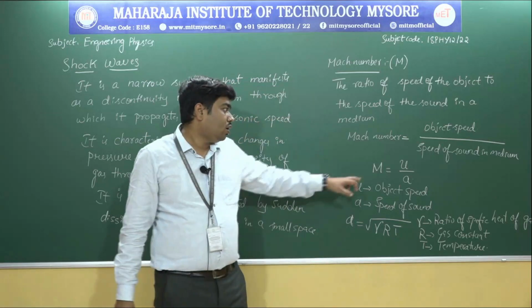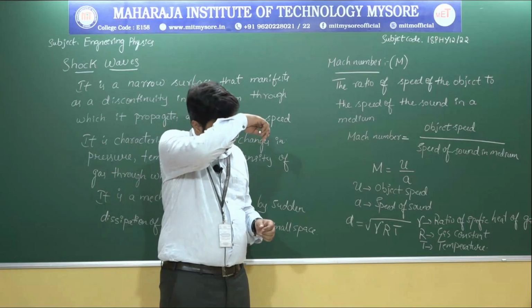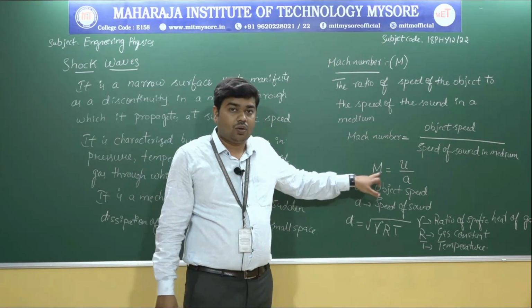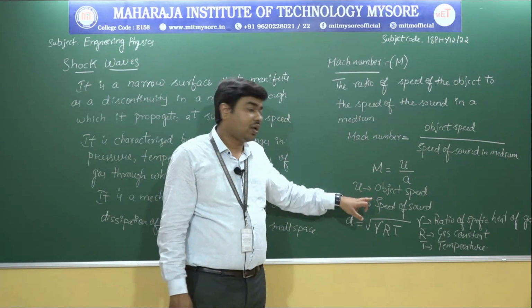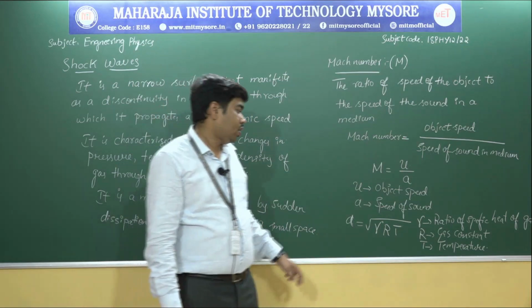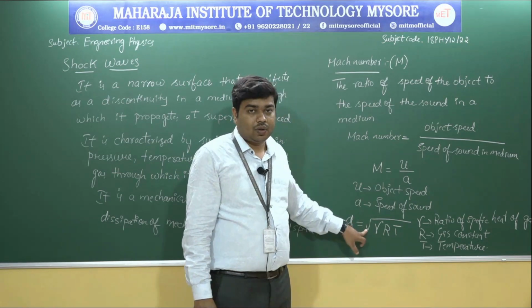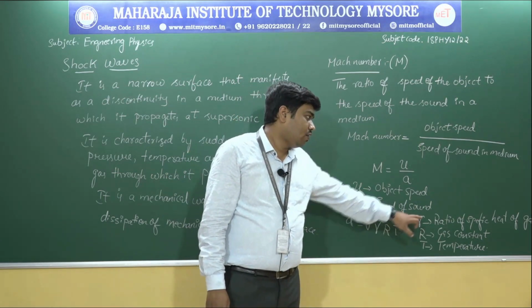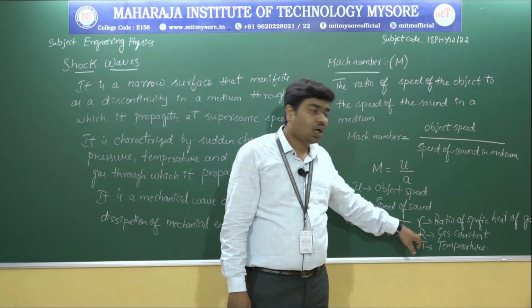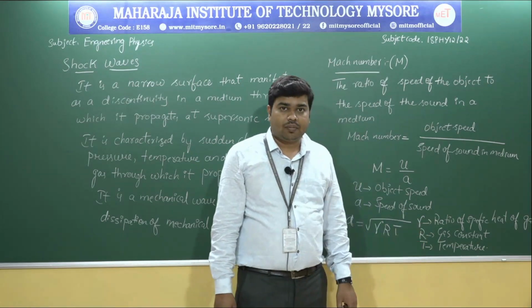I repeat, we can define the Mach number as the ratio of the speed of the object to the speed of the sound in the medium, given by M = U/A, where U is the object speed and A is the speed of sound in the medium. If I consider the medium to be air, then the speed of sound in air is given by A = square root of gamma R T, where gamma is the ratio of specific heats of the gas mixtures, R is the gas constant of those gas mixtures and T is the temperature.